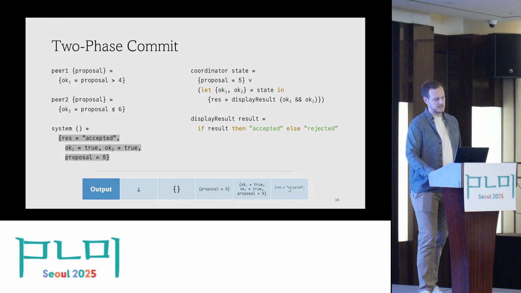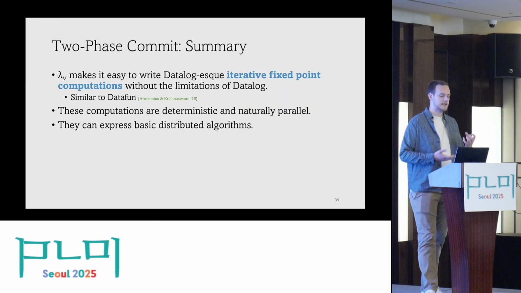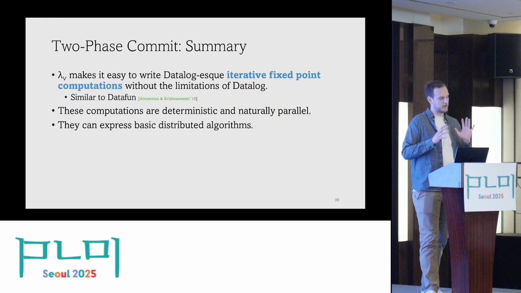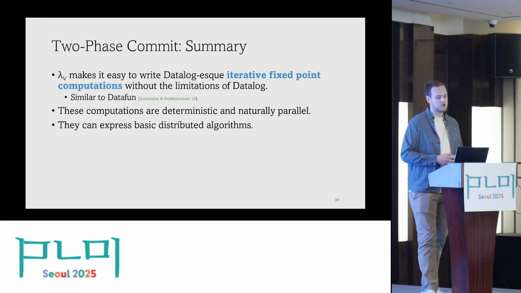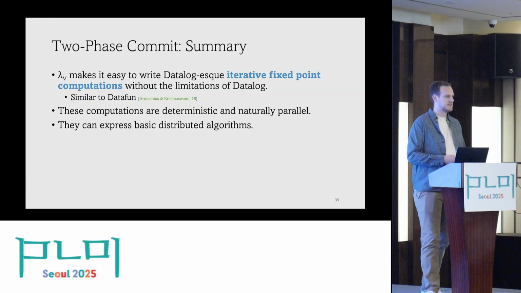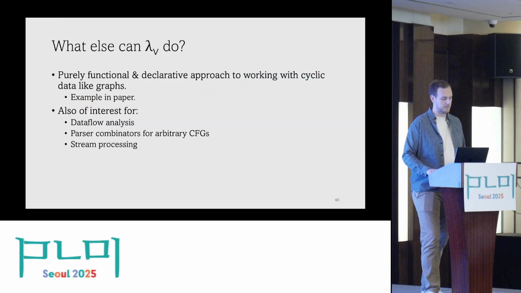So what are we really seeing here? Well, the key idea here is that lambda join makes it really easy to write these iterative fixed point computations. It's very Datalog-esque, but it's dropping a lot of the restrictions of Datalog. We're in a full functional language, can do things like recursion, can work with higher order functions, and all of that. These computations are deterministic, and they're also very naturally parallelized. And they can express basic distributed algorithms like two-phase commit.